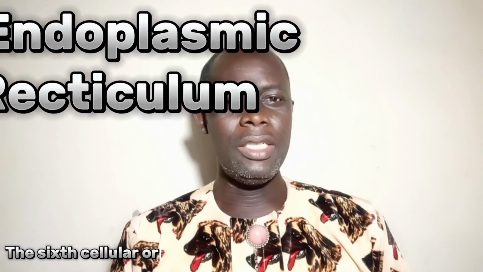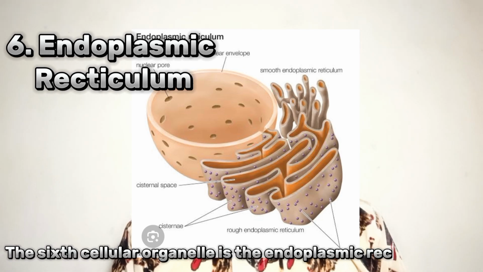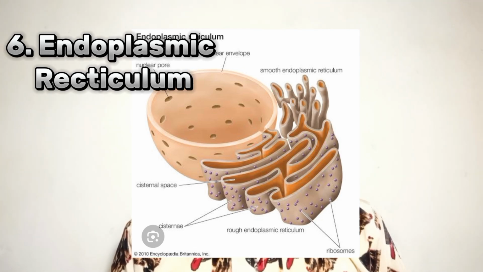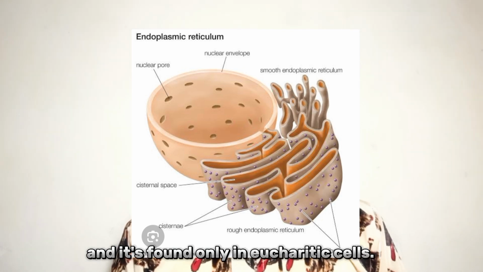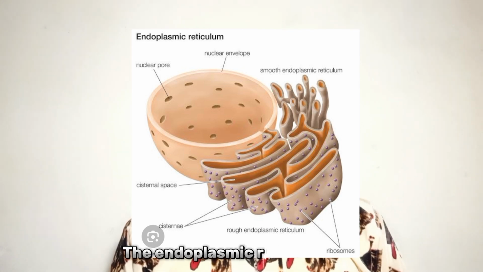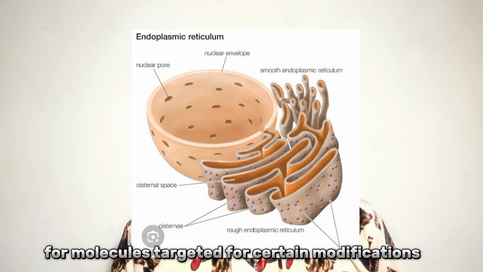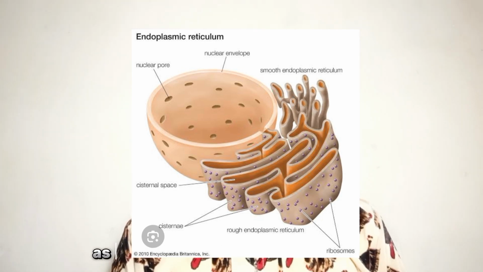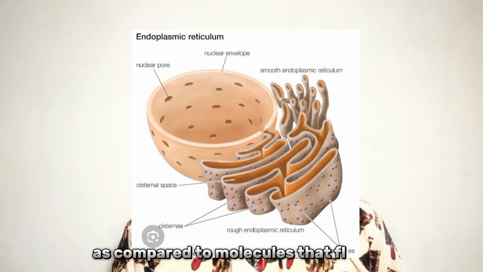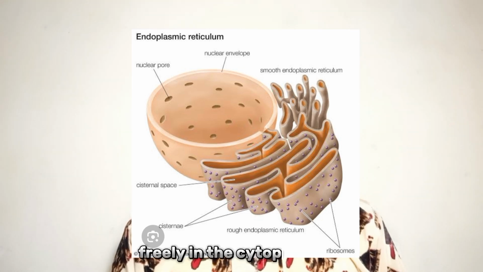The sixth cellular organelle is the endoplasmic reticulum, and it's found only in eukaryotic cells. The endoplasmic reticulum is the transport network for molecules targeted for certain modifications and specific destinations, as compared to molecules that float freely in the cytoplasm.